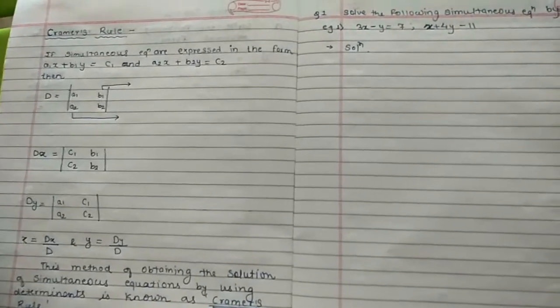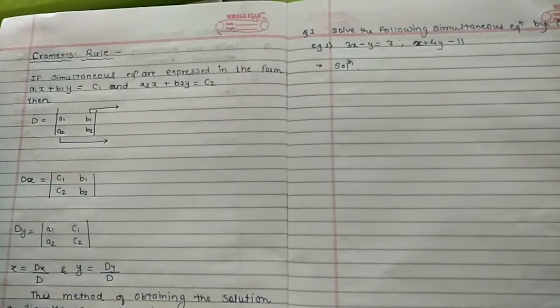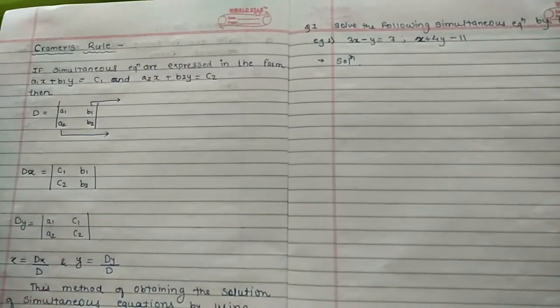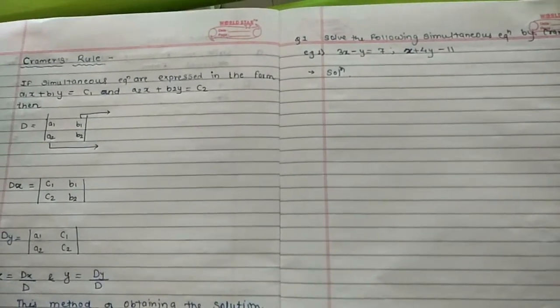So today we are going to see the next part after the determinants. If you remember, in the last video we saw how to find the values of a determinant. Next, we are going to solve the following simultaneous equations by using Cramer's rule.